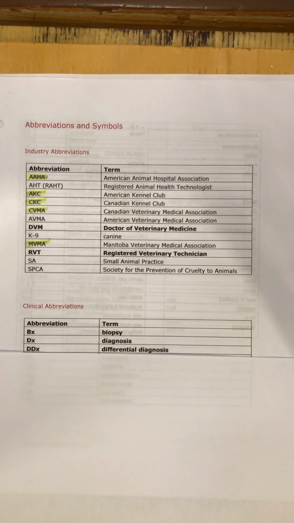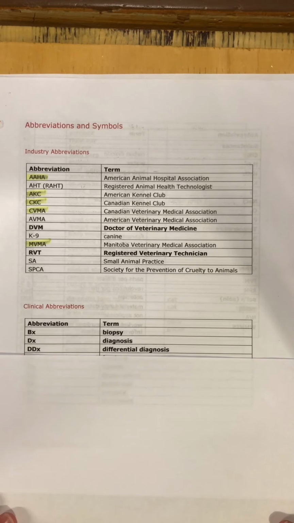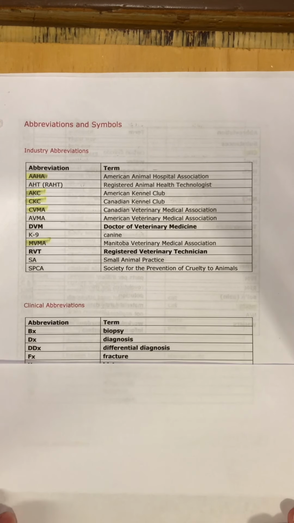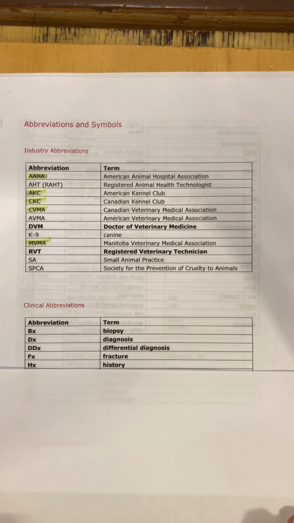So let's say we get the blood results back from that scenario and okay, it looks like the cat has kidney disease. X-rays are all clear. There's nothing weird in there. Our diagnosis is kidney disease. Okay, so that's like the illness that the animal has. The differential diagnosis is the guess at what it might be before we can narrow it down. So FX is fracture. It's just, you know, like a broken bone.